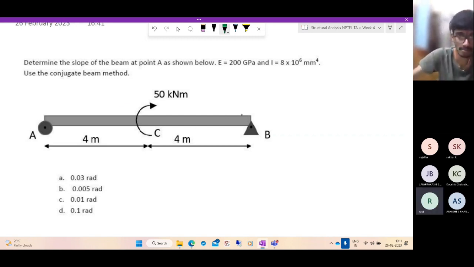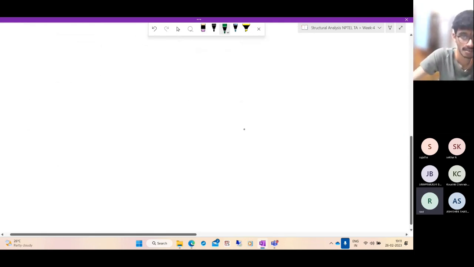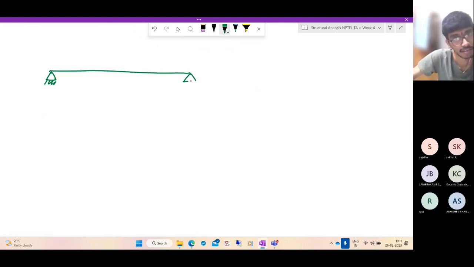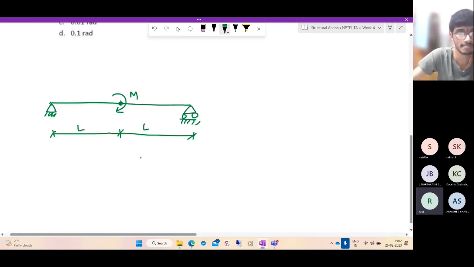Okay, so it's a very simple problem. So what is the procedure? First, we have to analyze the real beam. So let me not take the numerical values now. It is a simply supported beam. Let us take the span as 2L. So here it's L, here it's L, and at the midspan we have a concentrated moment M.